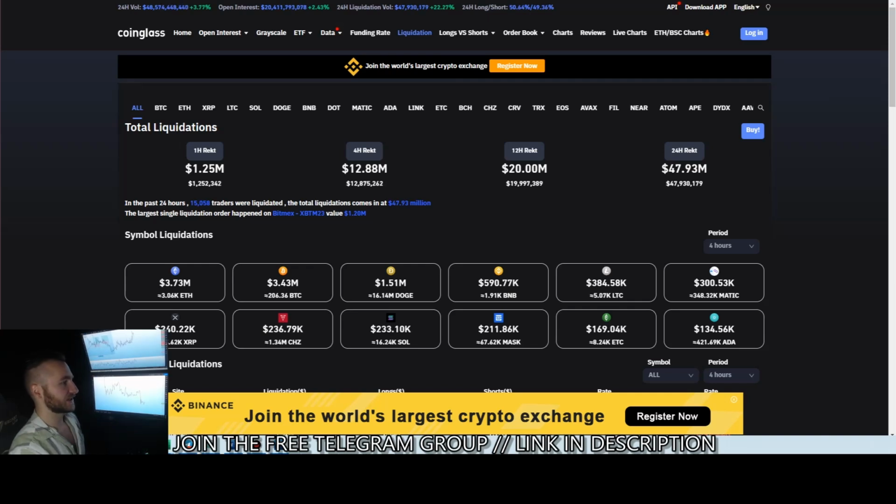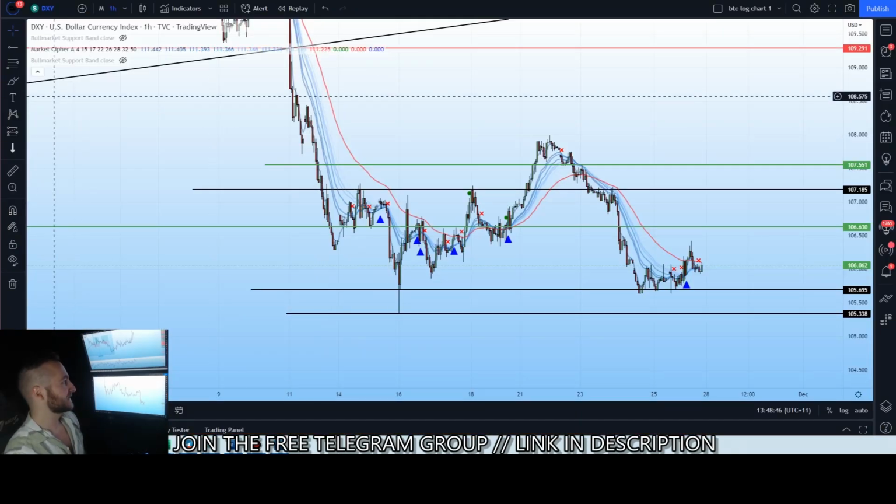So 24-hour liquidations, 47 million. Of course, we are quite low for liquidations, indicating low volume in the market right now. Yes, it's good to see liquidations are low, but again, as we see volatility drop, liquidations generally do drop. Let's go ahead and take a look at the broader market.